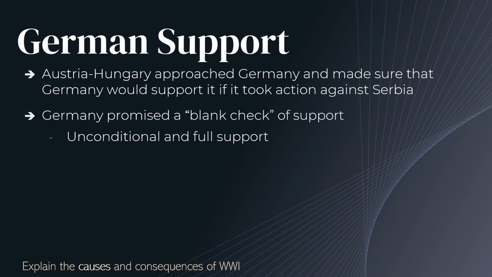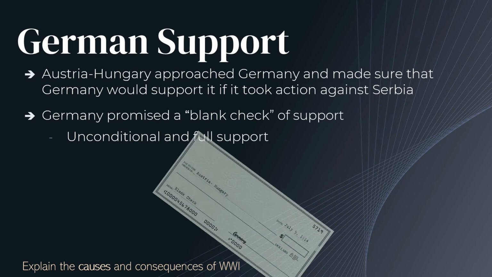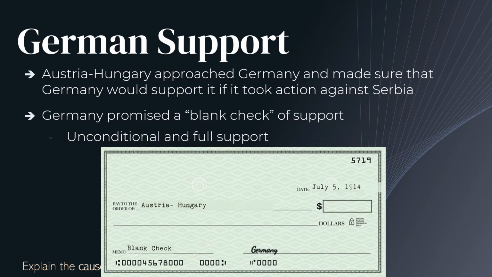So after Princip assassinated Archduke Franz Ferdinand, Austria-Hungary looks to Germany, says, hey, if we go against Serbia, will you support us? And Germany very kindly said, yes, we will completely support you. We call that a blank check, where we have said, no matter what happens, we are going to unconditionally support you.